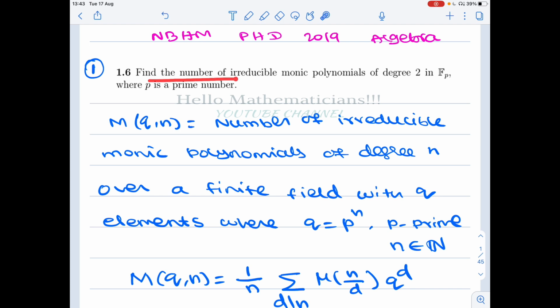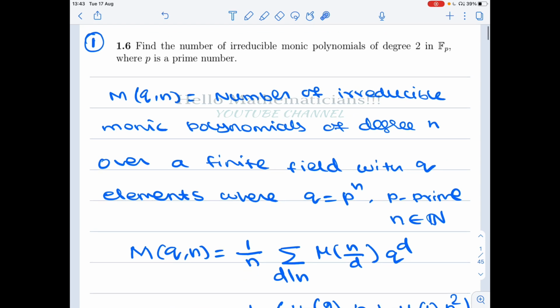Find the number of irreducible monic polynomials of degree 2 in the field F_p, where p is a prime number. This is a very simple problem, but when it's asked in an interview, you should know how you got to this formula also. Let's see what is the formula to calculate the number of monic irreducible polynomials.